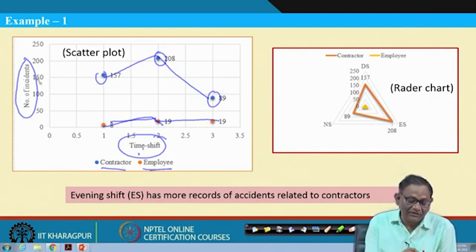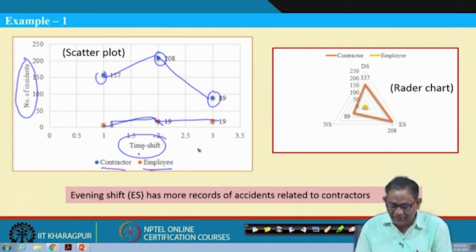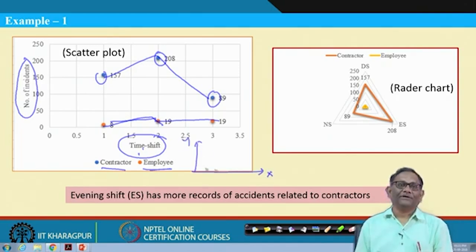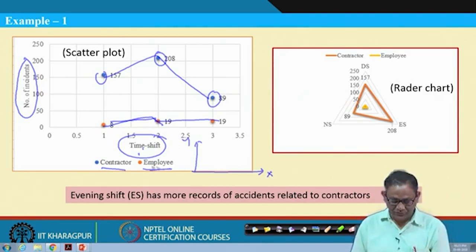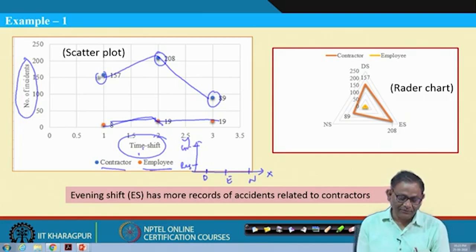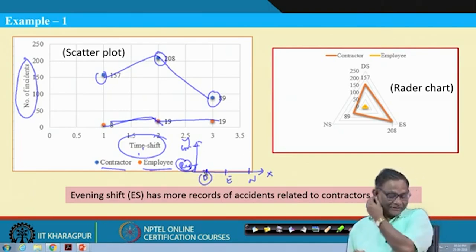Although we have shown time versus the type of employee with the number of incidents, the general meaning of a scatter plot is that there will be two variables, x on this side and y on this side. Now, what is the relation between x and y? Suppose here you have the day shift, evening shift and night shift, and on this side regular and contractor. If you put in the values, day shift and regular, and so on, you will get this kind of plot.